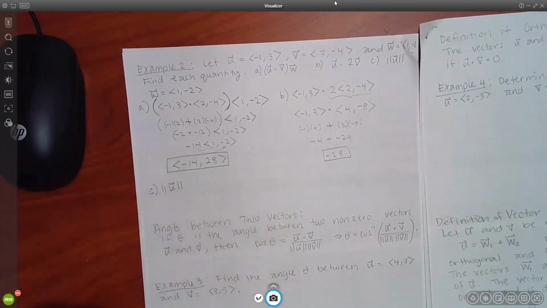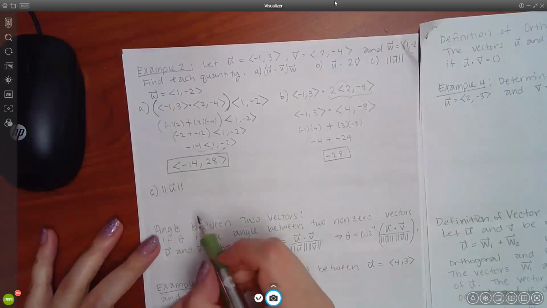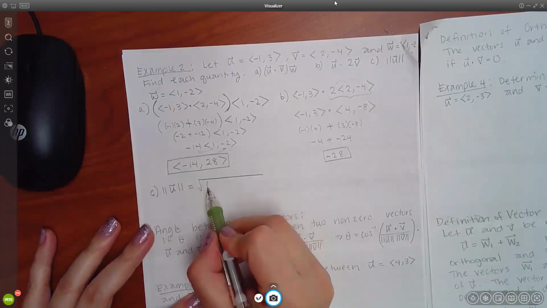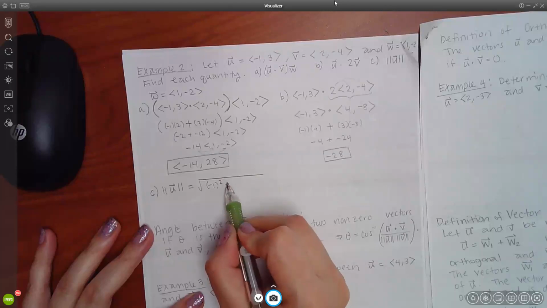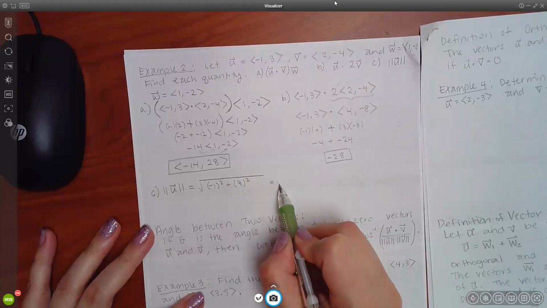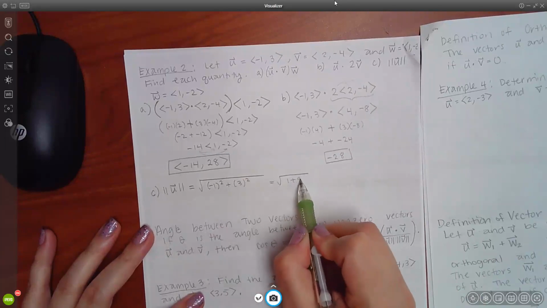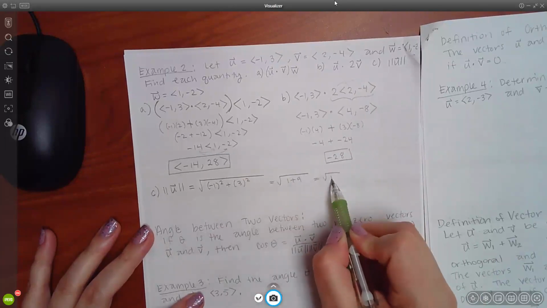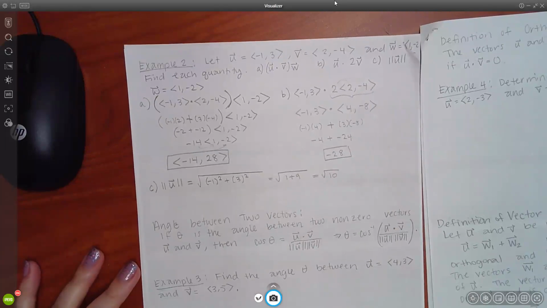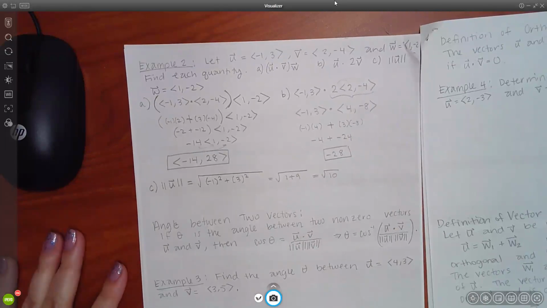And then C just asked me for the magnitude of U. So that's the old school definition. It's the square root of the first component squared plus the second component squared. And so we get the square root of 10. That one has nothing to do with the dot product at all.